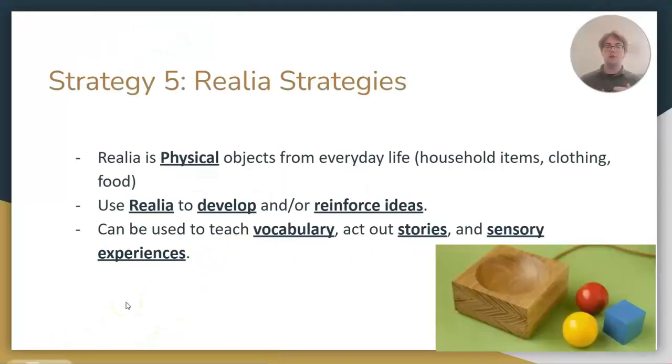Strategy number 5 is Realia strategies. So, what exactly is Realia? Realia is physical objects from everyday life. So, this is things like household items, clothing, food, things like that. Things that we can physically hold in our hands and show to our class and say, this is this specific thing, right? And describe it to them, tell them about it, right? And somehow we have to tie that in with the specific content that we're trying to talk about.